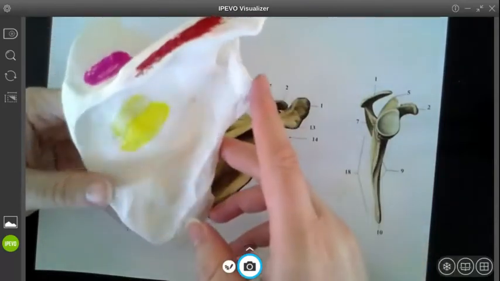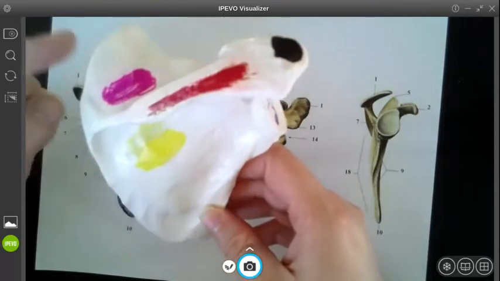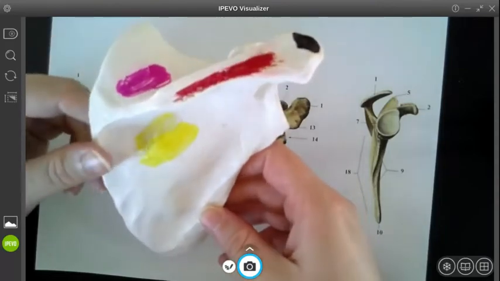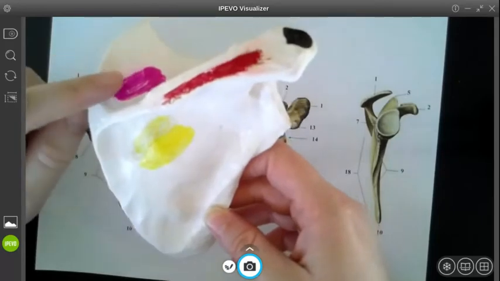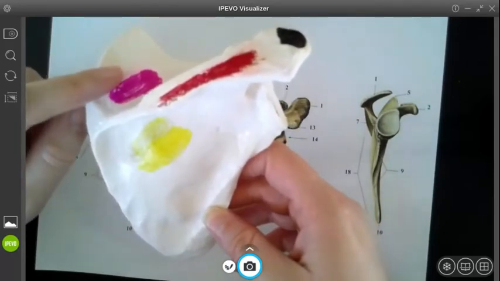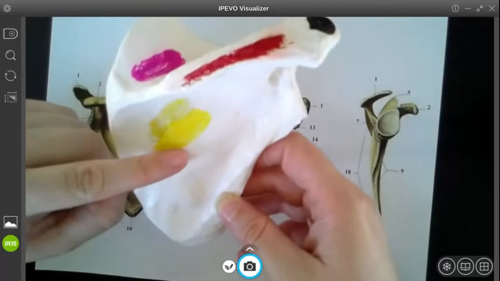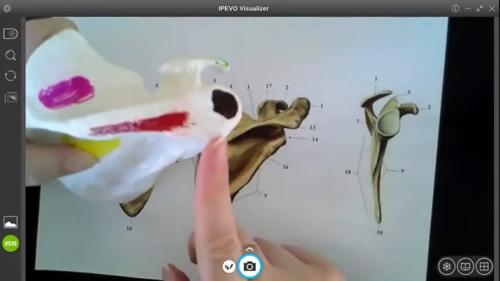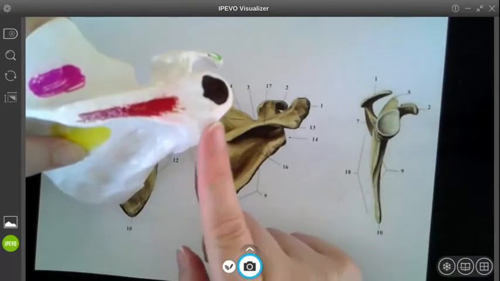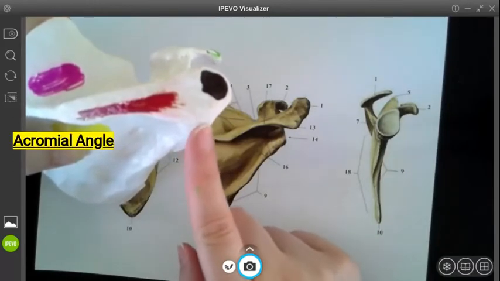Okay. And then there are two other fossas. They're named based on the spine. So this is superior to the spine, this is inferior to the spine. So this is the supraspinous fossa, and this is the infraspinous fossa. Thirteen is pointing at this structure right here. That's the acromial angle.